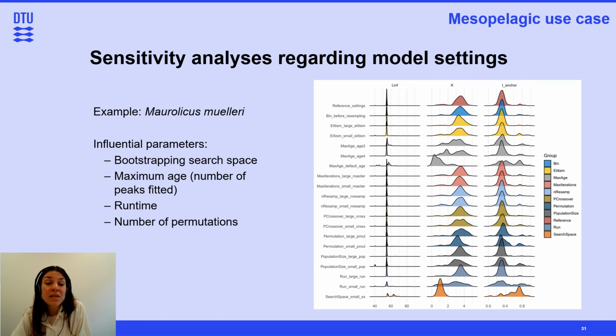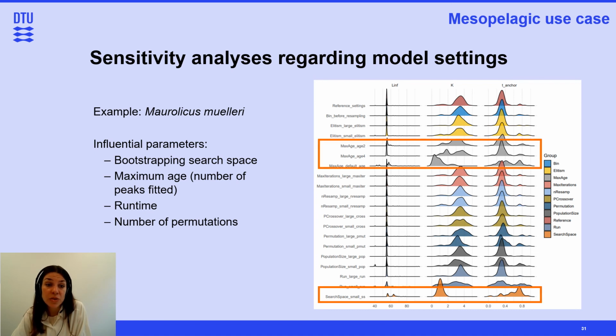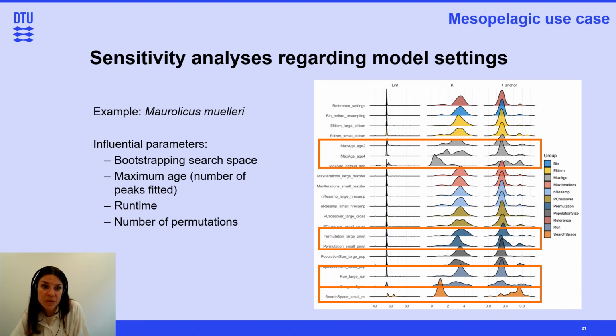Next, we also did a sensitivity study on the model settings. Influential parameters were the bootstrapping search space, the maximum age, or the number of peaks fitted, the runtime of the optimization, and the number of permutations of the optimization algorithm. These settings were therefore also selected carefully. Limiting the search space of k between 0 and 2, for example, as you can see in the bottom row, leads to quite different estimates of L-infinity and T-anchor compared to the other settings. And also, a small runtime leads to less pronounced results.